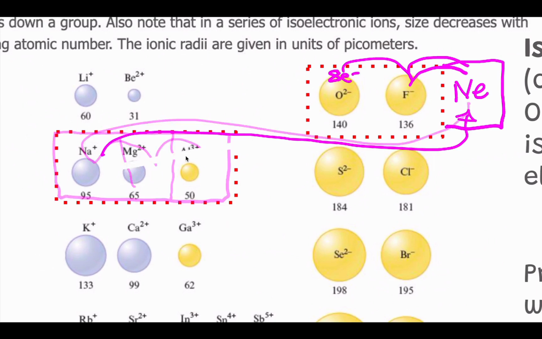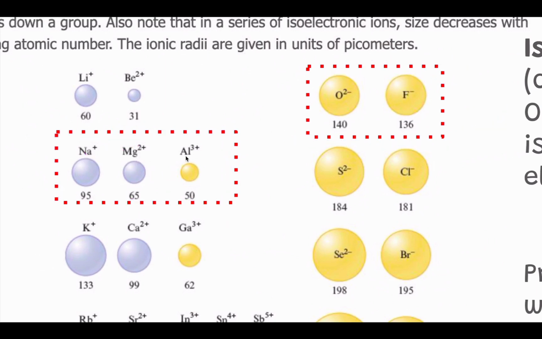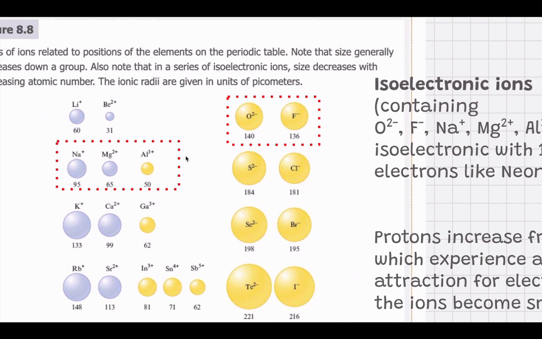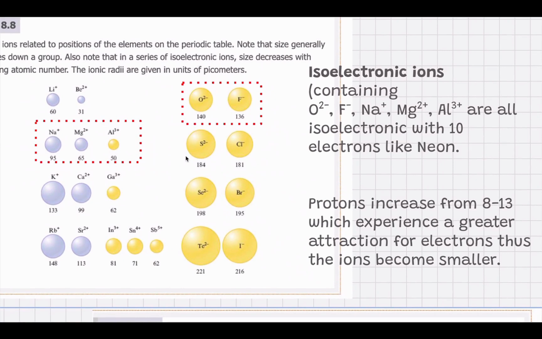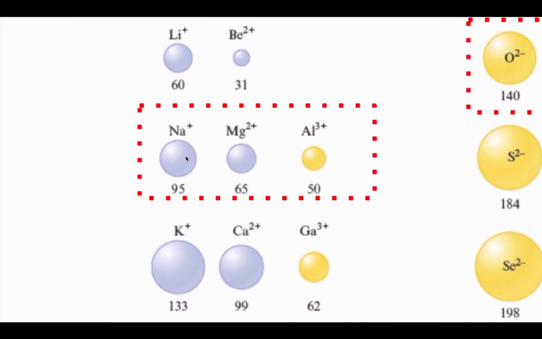So we're going to look at how the size is varying here. These are measured values in picometers. And we're going to notice that as the atomic number increases, there's a greater attraction for the electrons, and then the ions become smaller. So what does that mean? If you look at the atomic number, which is our number of protons in the nucleus, sodium has 11, magnesium has 12, and aluminum has 13. They all have 10 electrons.